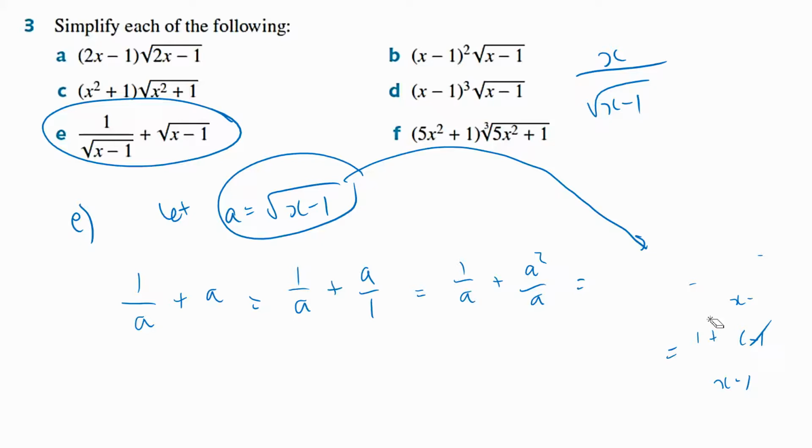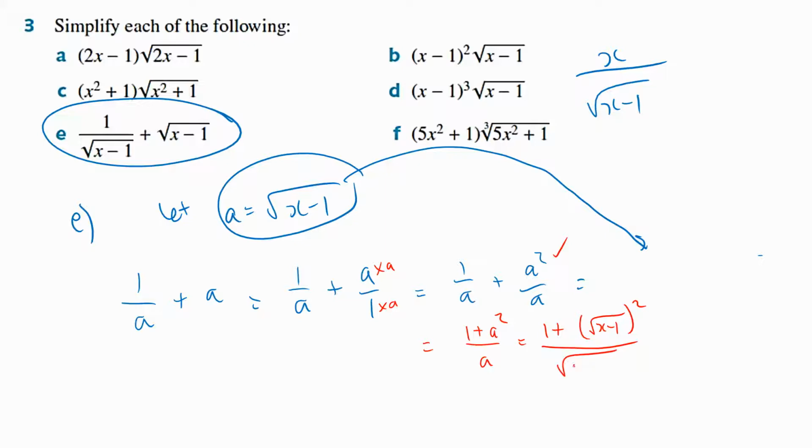Okay, so I'll move that a bit to the side so you can see. I'll do it again over here. In the first step I said times this by a, times this by a. I write it together. It's 1 plus a squared over a. But if you replace a again, you now have 1 plus square root of x minus 1 squared all over square root of x minus 1.